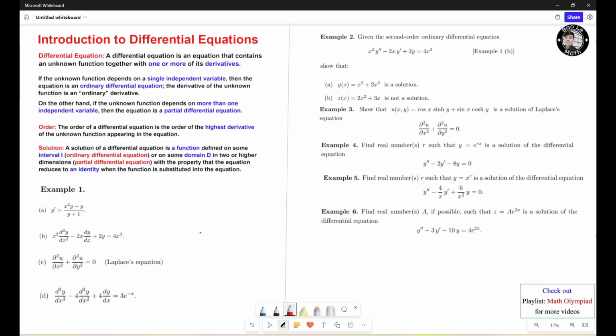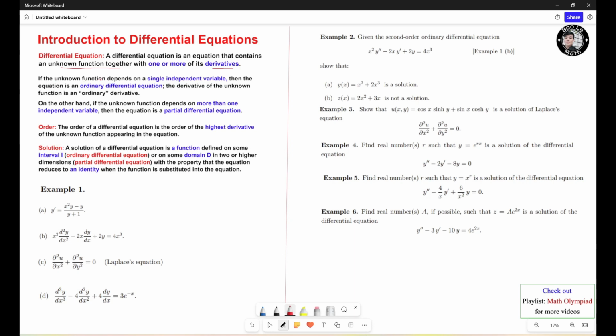In this video, we're going to talk about Introduction to Differential Equations. A differential equation is an equation that contains an unknown function together with one or more of its derivatives. So look at the first example. A, B, C, and D are examples of differential equations.